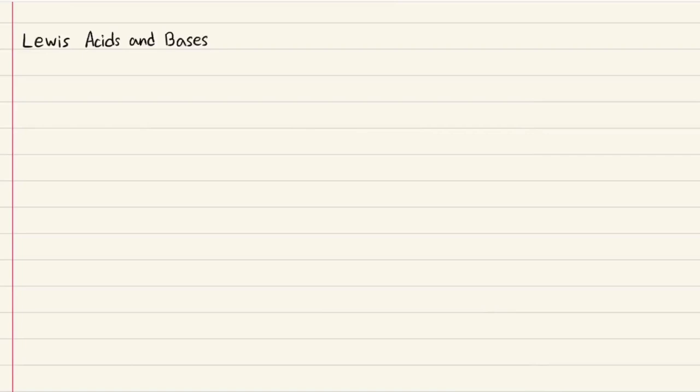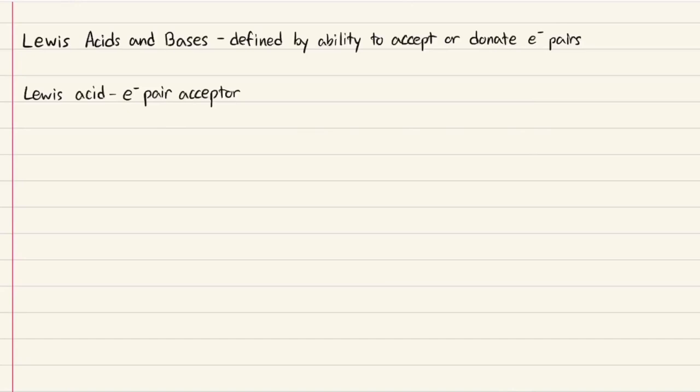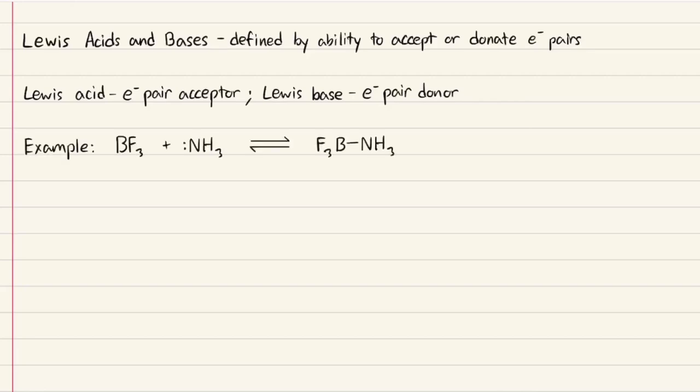Unlike Brønsted-Lowry acids and bases, which involve the transfer of protons, Lewis acids and bases are defined by their ability to accept or donate electron pairs. A Lewis acid is an electron pair acceptor, while a Lewis base is an electron pair donor. This definition expands the range of acid-base reactions to encompass those that don't involve protons. For instance, in the reaction between boron trifluoride, BF3, and ammonia, NH3, BF3 acts as a Lewis acid by accepting an electron pair from NH3, which acts as a Lewis base.